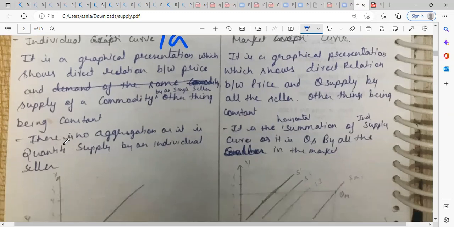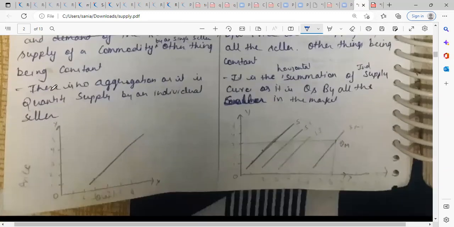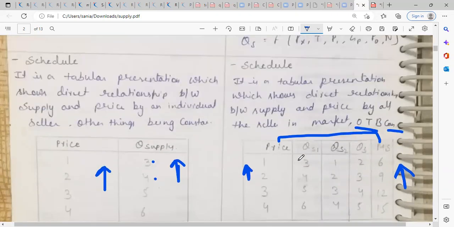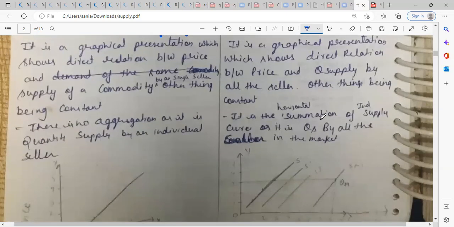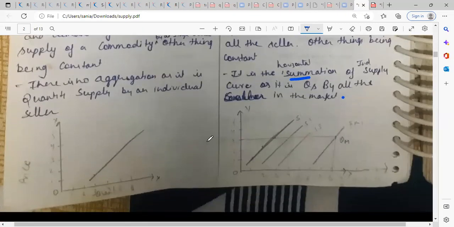See, over here there is no aggregation. Ma'am, what is this aggregation? Aggregation is basically adding, right? In the individual supply curve, you are not adding anything. So there is no aggregation as it is quantity supplied by an individual seller. But over here, we are going to add all this and then make the market supply. So it is a horizontal summation. Summation means sum up, add up of individual supply curves as it is quantity supplied by all the sellers in the market. Clear? Yes, ma'am. Okay. So this is what it looked like.